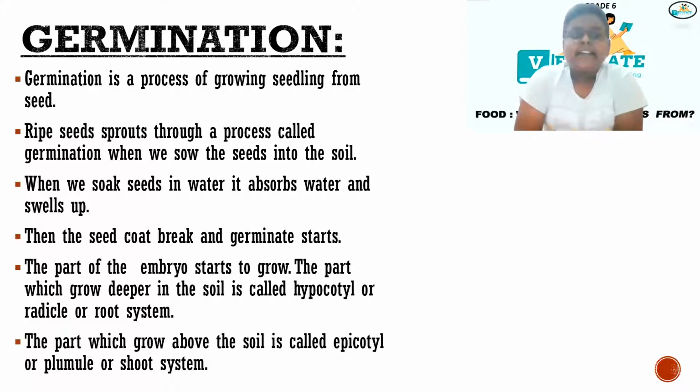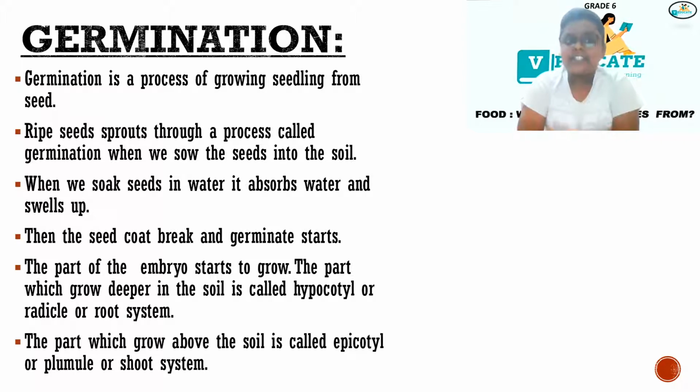When we soak the seeds in water, they absorb water and swell up. Then the seed coat breaks and germination starts. Just as we wear shirts, the seed also wears a shirt, which is called the seed coat. When the seed coat breaks down, germination starts.